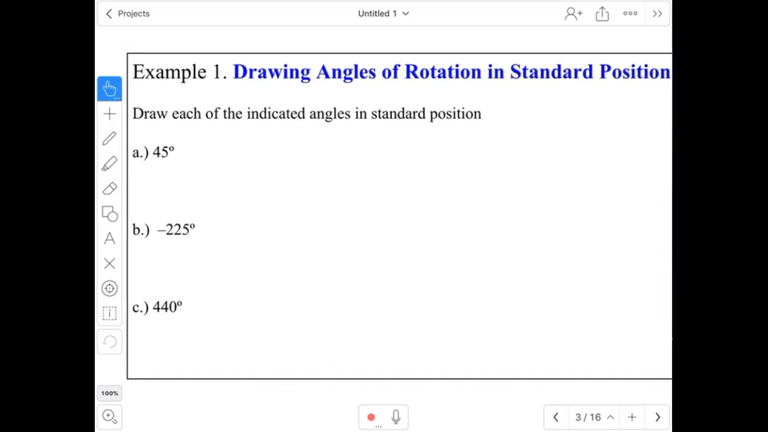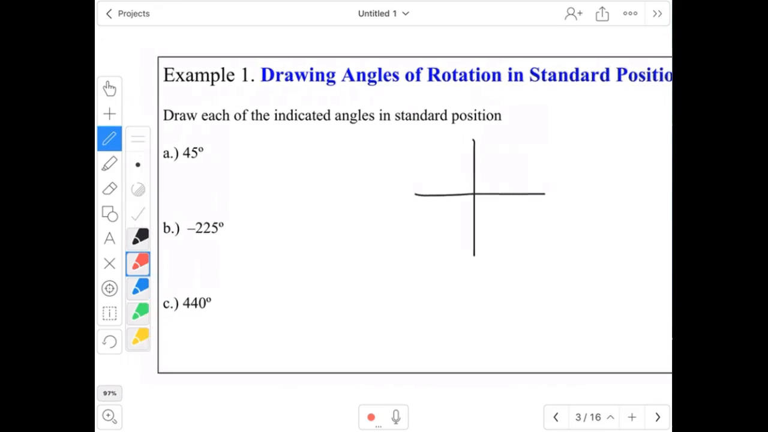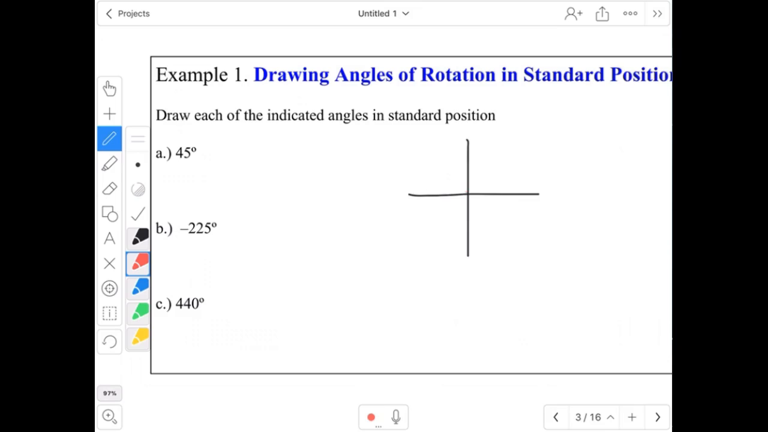So our first example, we're going to draw a couple angles in standard position. So I'm just going to give myself a nice little Cartesian kind of grid here. And what I'm going to do is my initial side will always lay on that positive x-axis, like I said. For part A, if I'm going to do 45 degrees, well, I know this straight up is 90 degrees, so 45 should be about halfway through, not exactly halfway, so that would be 45 degrees.